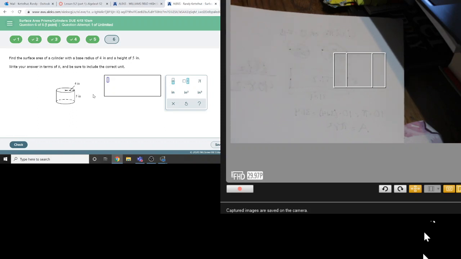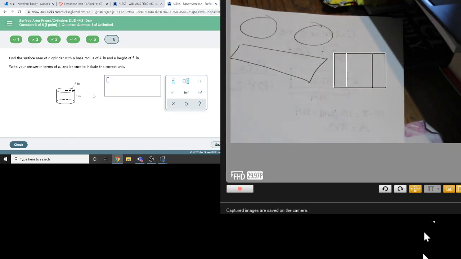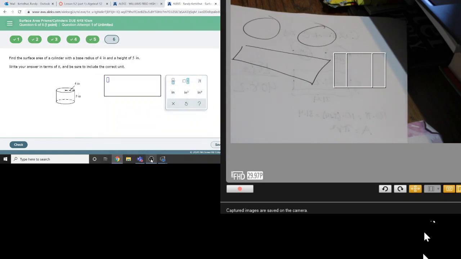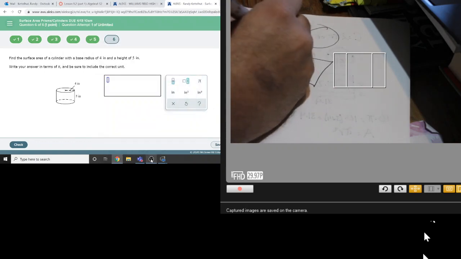So find the surface area of the cylinder with base radius of 4 and a height of 5, and that's already labeled for us. So as we saw, a cylinder is 2 circles and a big long rectangle that wraps around them and connects them. Double check y'all can see that. Again, it's the face. It's a little crazy. So the radius on these is 4.